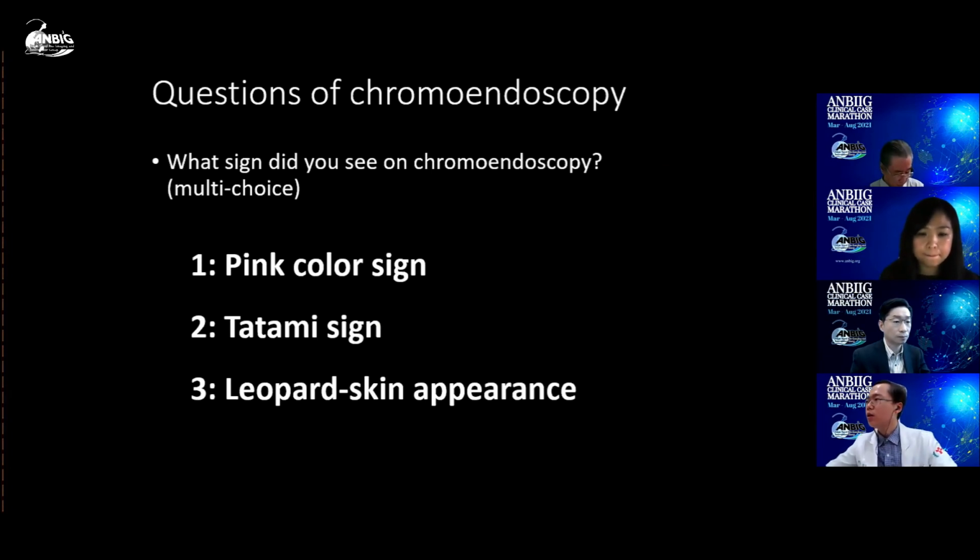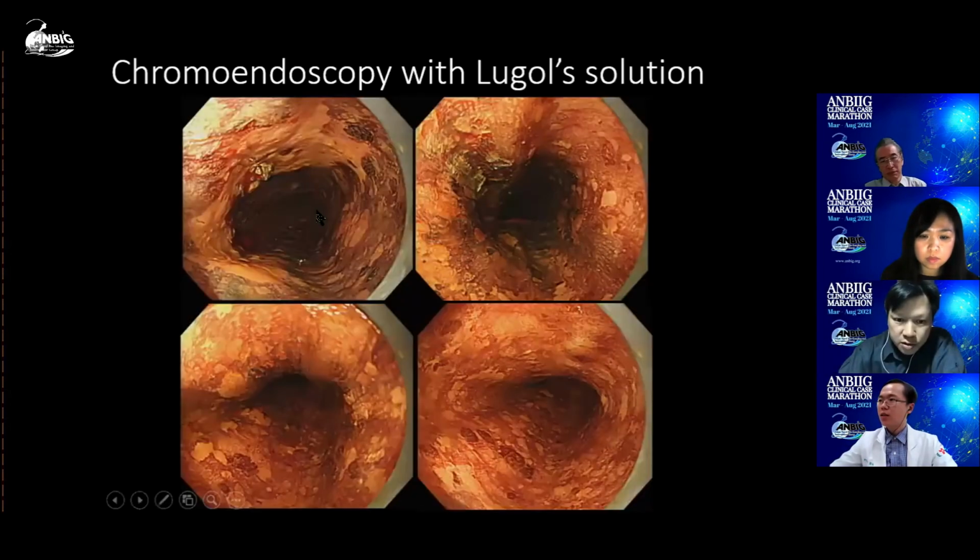Okay, so most people choose pink color sign and leopard skin appearance. So Professor Lee, could you explain the importance of the leopard skin appearance in your experience? Please show the picture. Yes, over the background are multiple small Lugol-voiding lesions. Some of the Lugol-voiding lesions may be near half a centimeter. So this is the so-called leopard background.